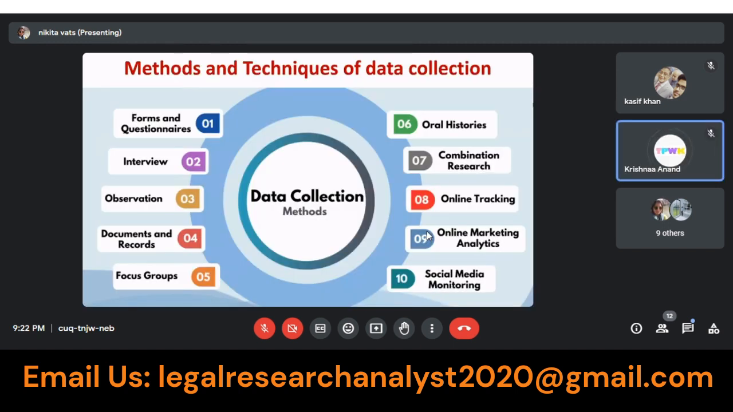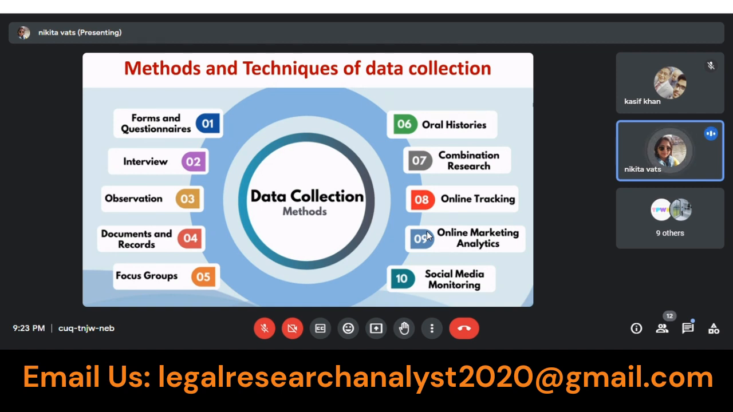Yes, ma'am. This is the data and techniques for data collection. We have talked in detail, but just for a quick glance: forms and questionnaires, a very easy technique. We have talked about questionnaires a lot, how you can make Google Forms, what sort of questions you have. Second is interview: interview of people, interview of experts, for asking their opinions on a certain topic. Third is observation, when you observe things.